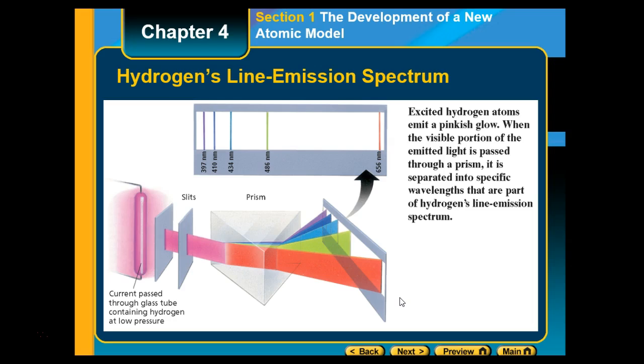So hydrogen's line emission spectrum is specific for hydrogen. And they found that you have this line that is going to be here. Excited hydrogen atoms emit a pinkish glow. When the visible portion of the emitted light is passed through the prism, it is separated into specific wavelengths, part of hydrogen's line emission spectrum. So we have this spectrum after it's passed through the prism, and it's specific to hydrogen.